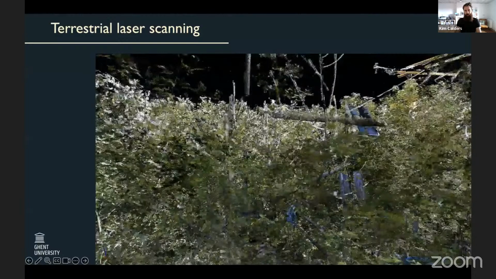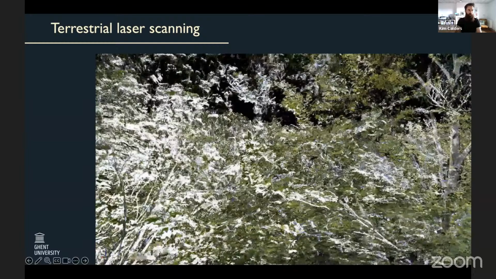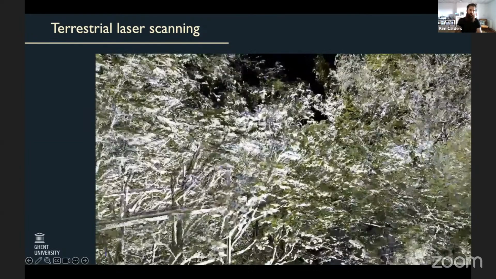This is in Wytham Woods, where we also have the canopy walkway, and you can see that we get quite a nice representation of the forest structure all the way to the top of the canopy.